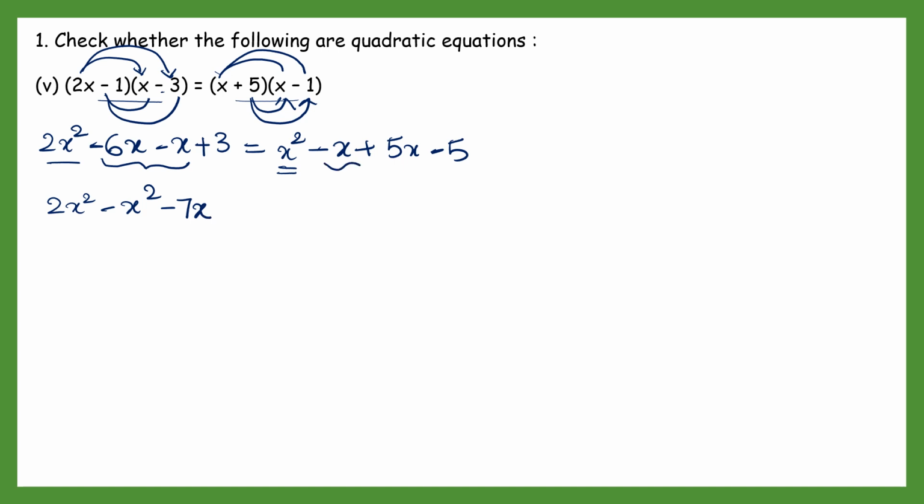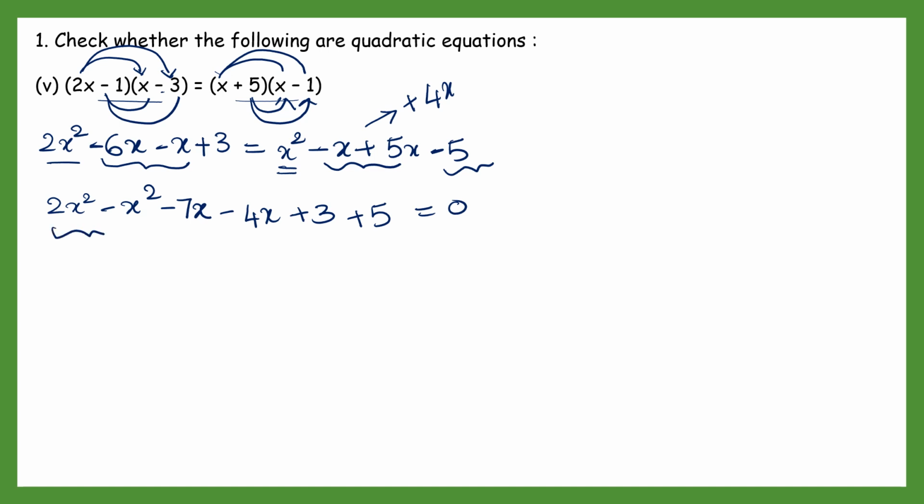Here you got what? Minus x plus 5x. This is what, minus x plus 5x is plus 4x. If it comes to the left side, it will become minus 4x. Here you have plus 3. And this term on the right side is minus 5. If it comes to the left side, it will become plus 5.